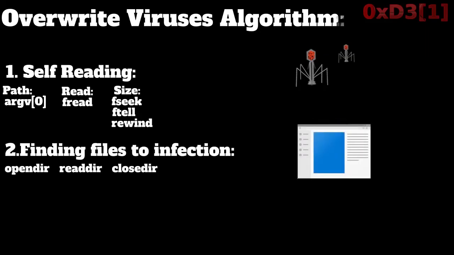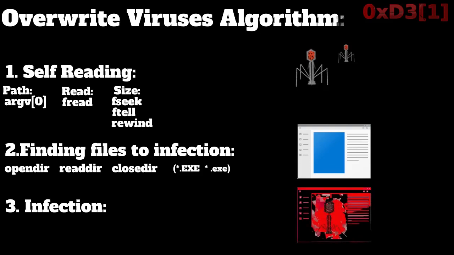Find files to infect. The second thing to do is find proper files to infect. In this case, the virus is looking for exe files. Infection. When the virus finds an executable file, then this file will be overwritten.